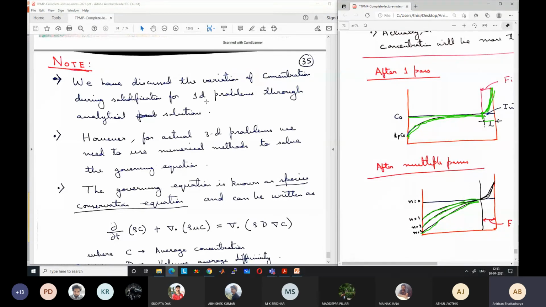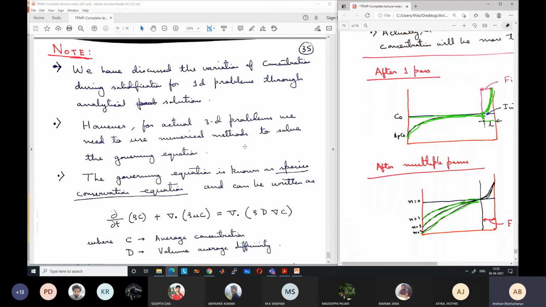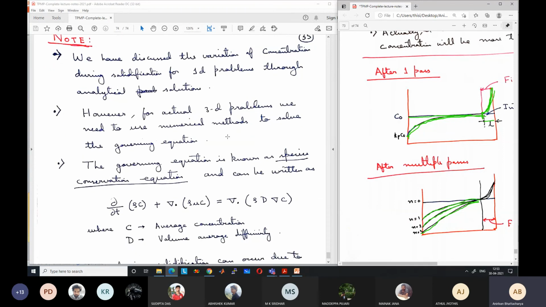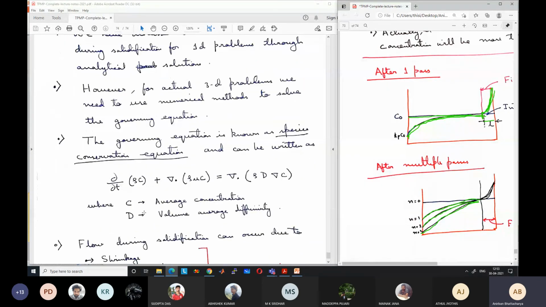In that case, we have to go back to the general species conservation equation. It looks like this: del/del t of rho c, the transient term, is equal to minus del dot rho u c, the advective term, plus del dot rho D del c, the diffusive term, where c is the average concentration and D is the average diffusivity.